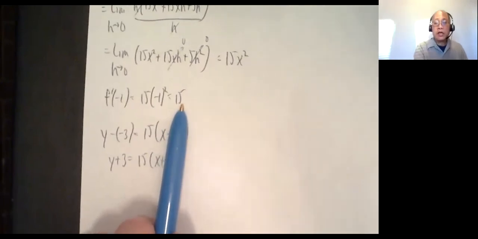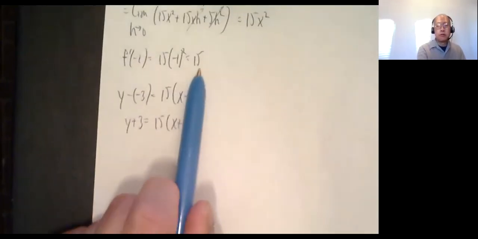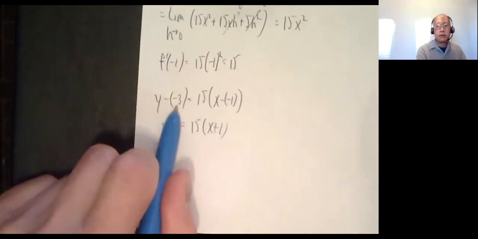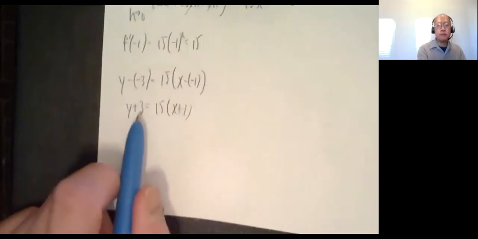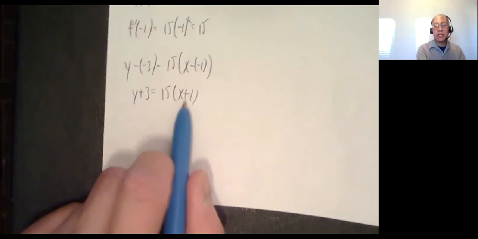And then they want the equation of the tangent line: point, slope. y minus y1, -3, equals m times x minus x1, x minus a -1. I'll just clean up the double negative. y plus 3 equals 15 times x plus 1.